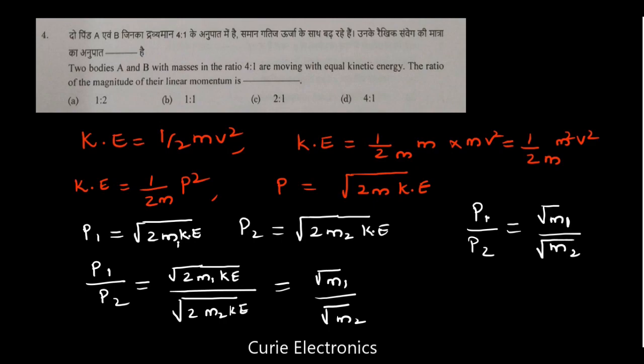Now what is the question? Masses he has given 4:1, equal kinetic energy, the ratio of magnitude of their linear momentum. So this is 4 upon 1 for m1 upon m2, and the root of that is 2 upon 1, which can be written as 2:1. So 2:1 is the answer. Option C is the right answer.